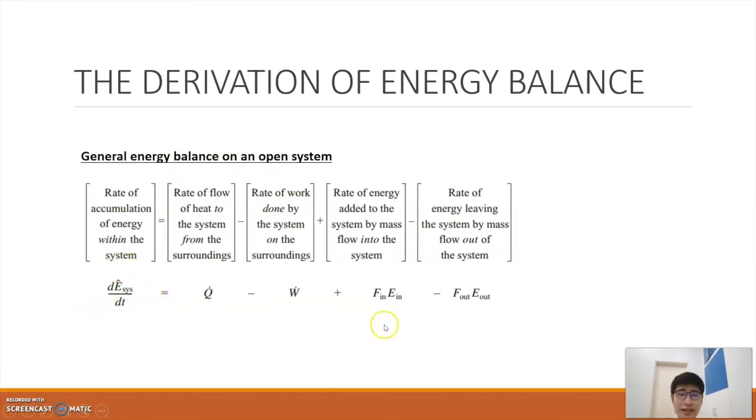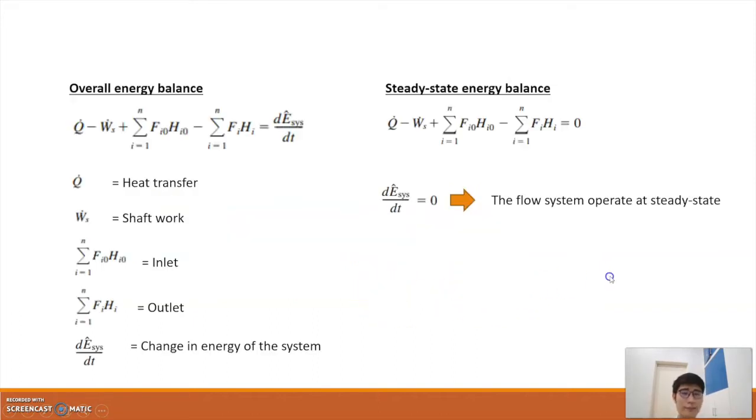So basically this is the equation itself, and firstly, the rate of accumulation of energy equals the rate of flow of heat to the system from the surroundings, minus the rate of work done by the system on the surroundings, plus the rate of energy added to the system, minus the rate of energy leaving the system, and these two have to be multiplied by their own mass flow rate, inlet and outlet. So we can treat this as inlet and we can treat this as outlet.